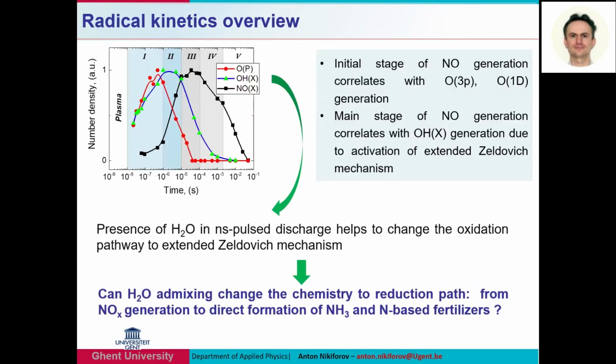And if you look at the kinetics of atomic oxygen in red, OH radicals in blue, and NO radicals in black, you can see that when OH radical intensity drops down in the discharge, NO starts to grow. So the main mechanism was what is called the extended Zeldovich mechanism. So NO radicals are formed because of the reaction with OH radicals. And so use of water in the discharge helps to change the chemical pathway, how we form NO radicals. And that helped us to run the Zeldovich mechanism.